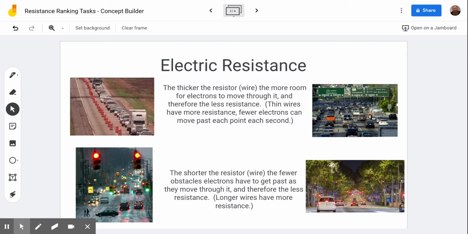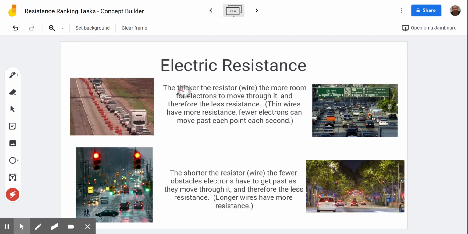In particular, this concept builder is looking at how a wire would produce electrical resistance. We say a wire, but it could be any object. If we change it in one of these two ways, either make it thicker or make it shorter, how does that affect the resistance and therefore affect the amount of current that can go through the resistor?